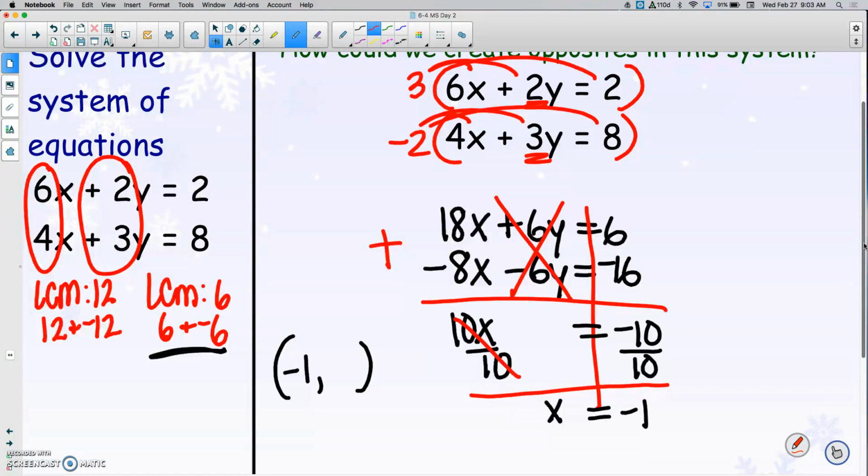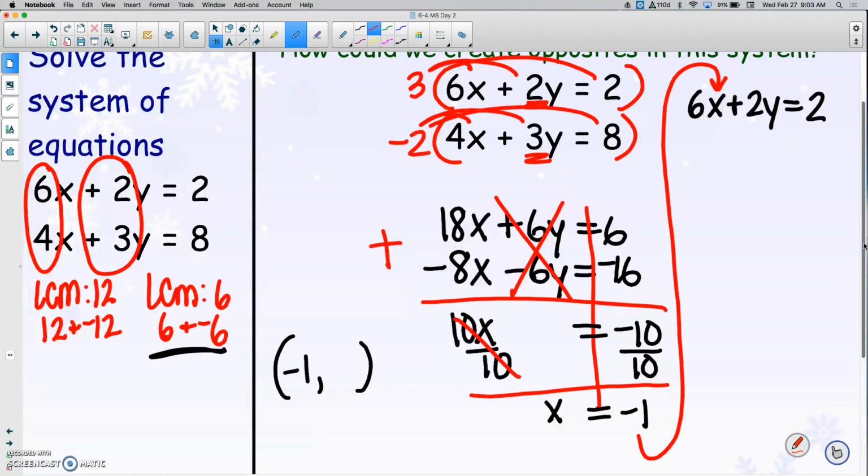I'm going to use my top equation. You can use either one of the original equations or the new equations. Really doesn't matter. You've got 4 choices on this one. So x is negative 1. There's a 6 in front of it, plus 2y equals 2. So 6 times negative 1 is negative 6.